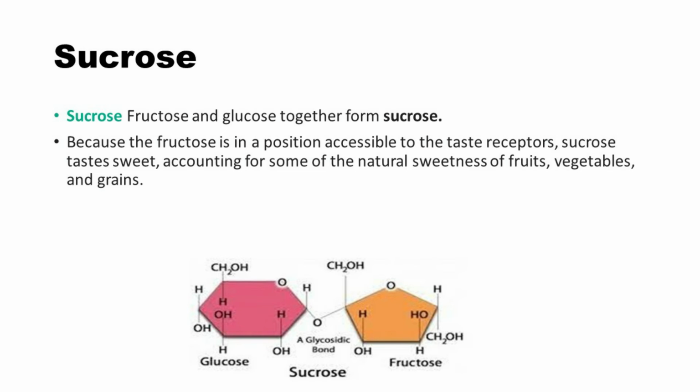Fructose and glucose together form sucrose. Because the fructose is in a position accessible to the taste receptors, sucrose tastes sweet, accounting for some of the natural sweetness of fruits, vegetables, and grains. To make table sugar, sucrose is refined from the juices of sugar cane and sugar beets, then granulated, depending on the extent to which it is refined. The product becomes the familiar brown, white, and powdered sugars available at grocery stores.